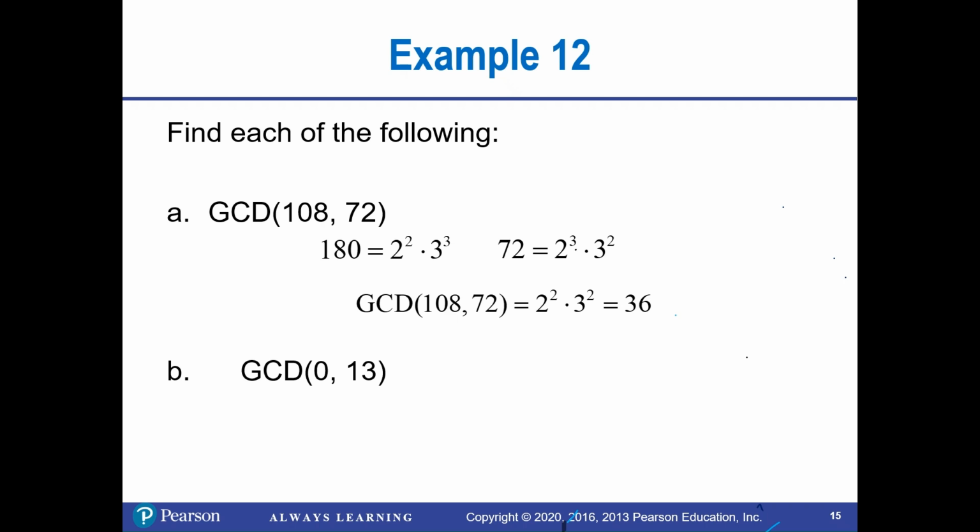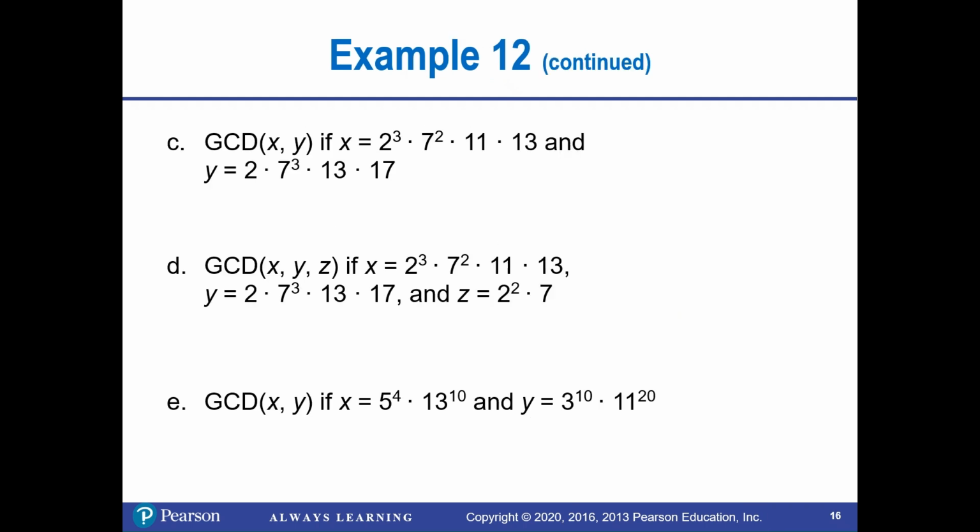Next, we want to determine the greatest common divisor of 0 and 13. Because 13 divides 0, everything divides 0, and 13 divides 13, the greatest common divisor of these two numbers is 13 itself.